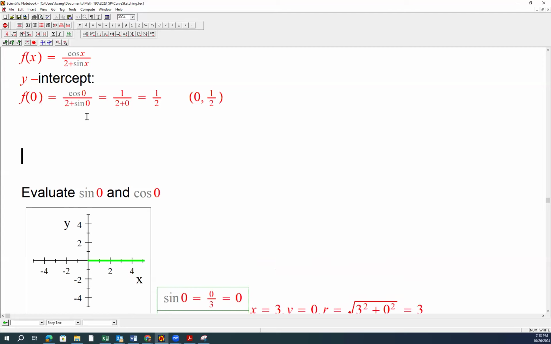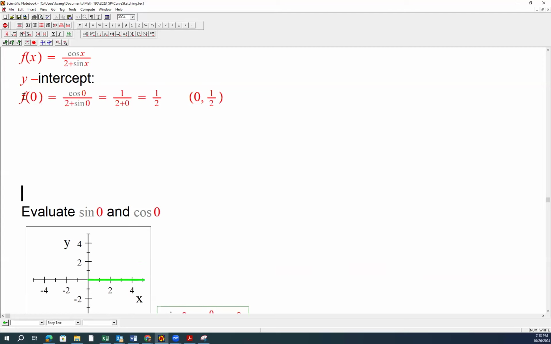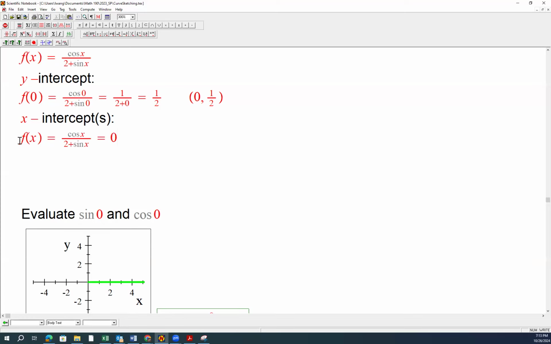And next, x-intercept. After finding the y-intercept, we're going to find the x-intercept. For x-intercept, we may have multiple x-intercepts. Y-intercept, if we have it, we just have one, or none, okay? But how do we find the x-intercept? Of course, we're going to set the entire function equal to 0, right? So we set this equal to 0.